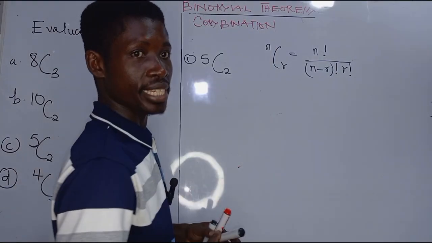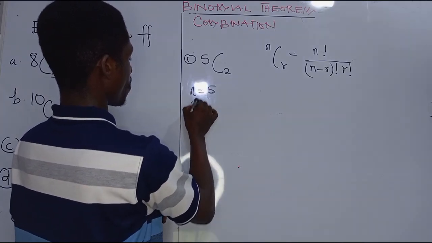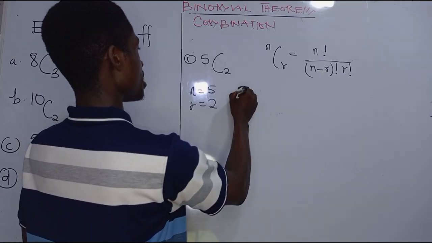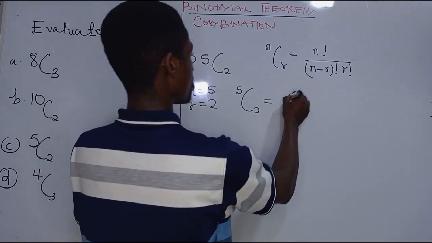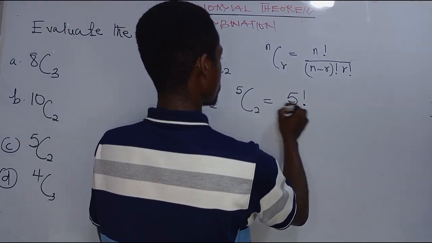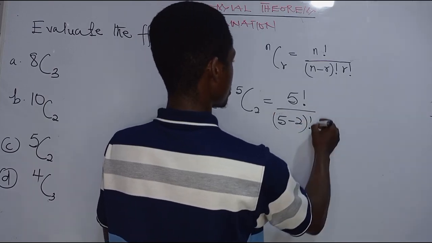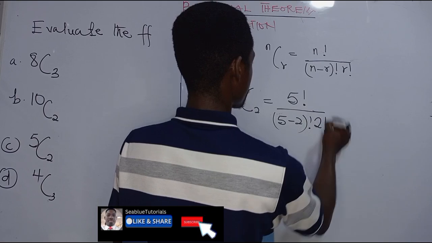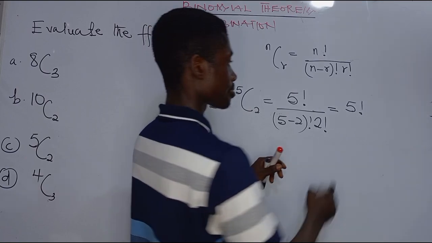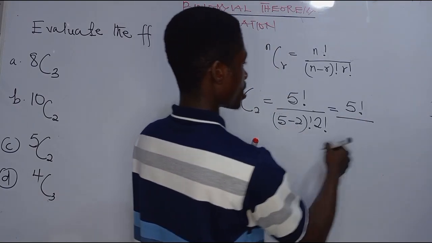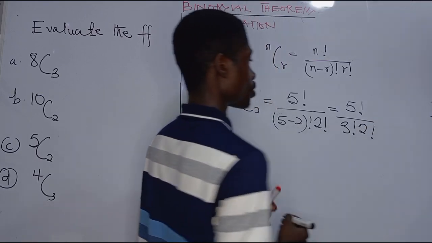So we have 5 combination 2. We know that our n is equal to 5. Our r is equal to 2. Therefore, 5 combination 2, by definition, we are going to have 5 factorial all over 5 minus 2 all factorial multiplying 2 factorial. So we have 5 factorial all over 5 minus 2 gives us 3 factorial, and then we have 2 factorial.